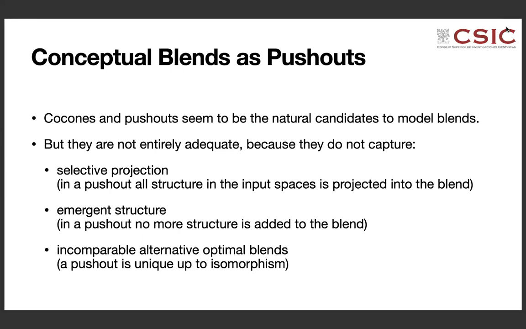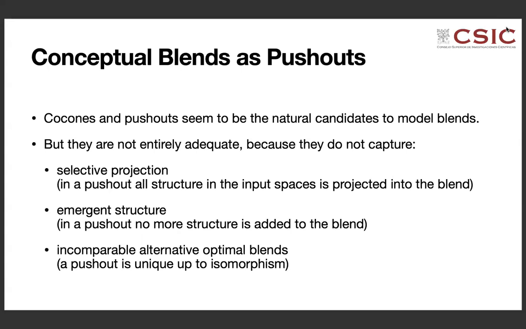And finally, if we only focus on optimal blends as pushouts, and we have that pushouts are unique up to isomorphism, then we cannot think about comparable, alternative, optimal blends. And maybe that does not capture the idea that sometimes two mental spaces can be combined in different ways that are incomparable.